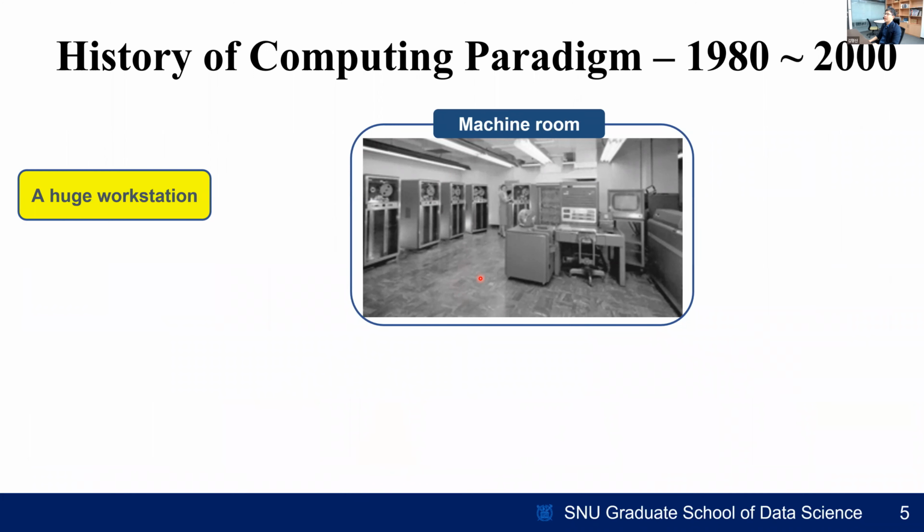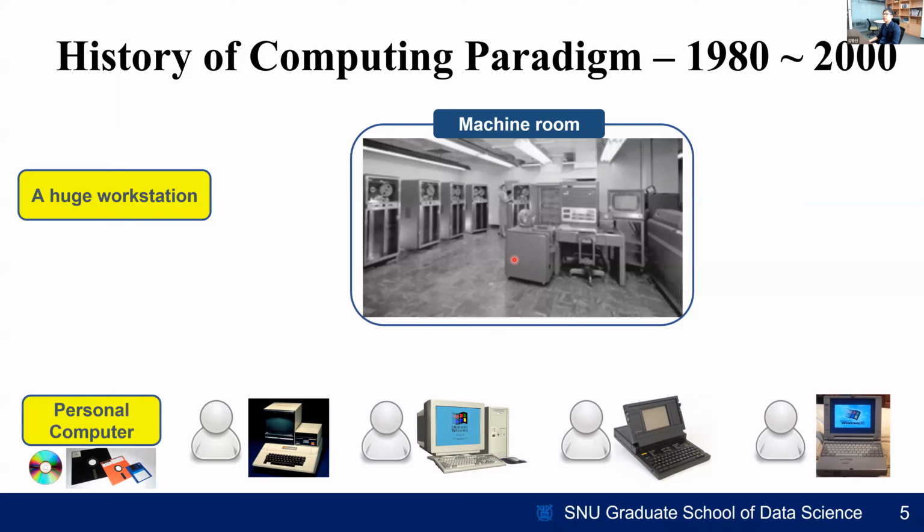So from 1980 to the 2000s, to solve the problem, small personal computers emerged, Apple, and more people started having their own computers, not only in the office, but also at home. And thanks to these personal computers, people do not have to rely on this remote server anymore. So at that time, the main computing paradigm was at the edge rather than the server.